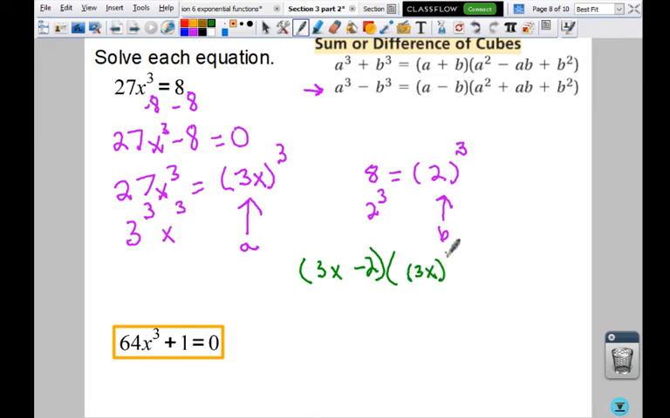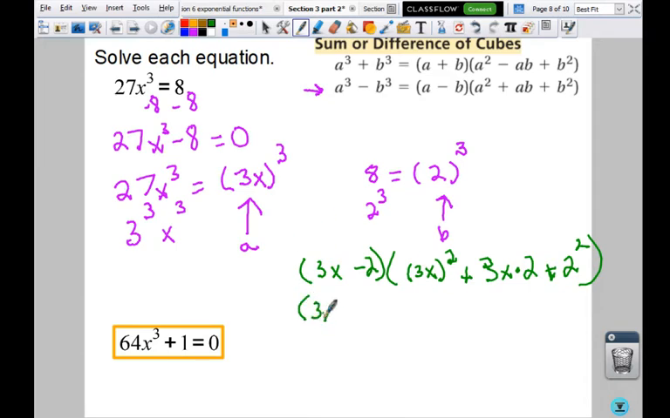3x squared. Plus, well, if you do it in your head, skip it, but I'm not skipping steps, just make it consistent. Plus, let's see, A times B is 3x times B is 2, plus B squared, plus sign, is 2 squared. And difference of squares is just a little bit more work.